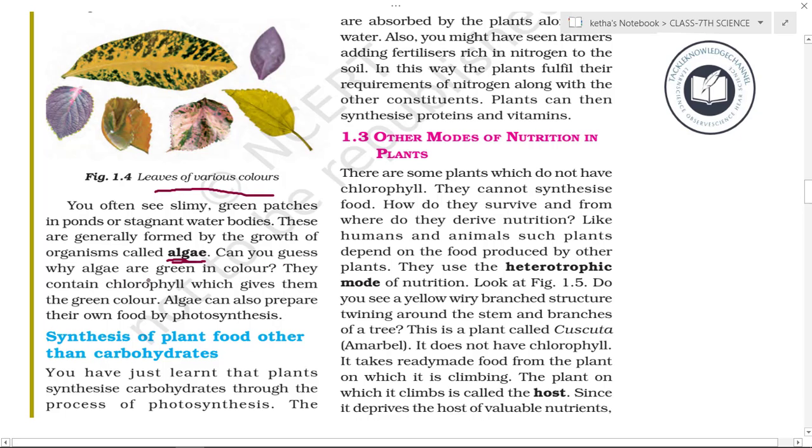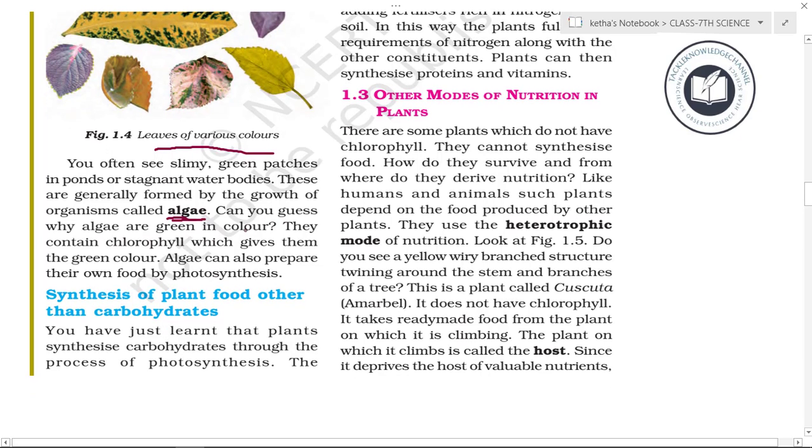Can you guess why algae are green in color? They contain chlorophyll, which gives them the green color. So algae contain the chlorophyll pigment which gives them a green color. Algae can also prepare their own food by photosynthesis.